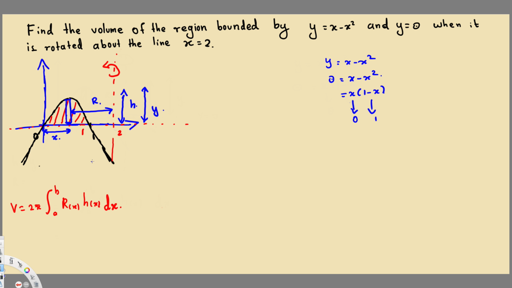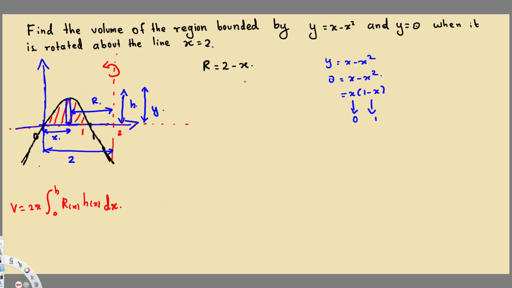From this, let's see how we can find the radius. We want both the radius and the height in terms of x. We know the total distance from the axis of rotation to the origin is 2, right? So the total distance minus this distance x gives us the radius. So r equals 2 minus x. Now we have r in terms of x.